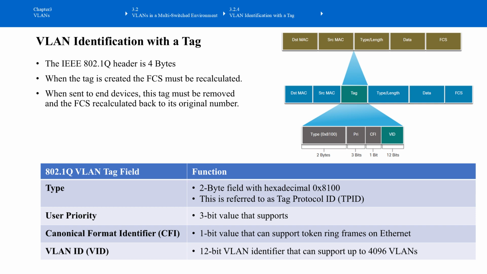So here is more information about the 802.1Q VLAN tag field. A 2-byte field with the hexadecimal number 0x8100. This is referred to as the Tag Protocol ID, or TPID. User priority is a 3-bit value that supports priority. Canonical format identifier, CFI, is a 1-bit value that can support Token Ring frames on Ethernet. And the VLAN ID, VID, is a 12-bit VLAN identifier that can support up to 4096 VLANs.